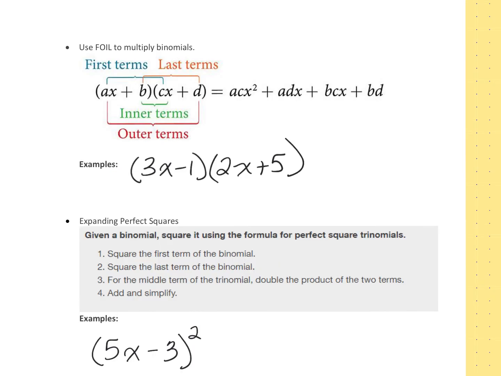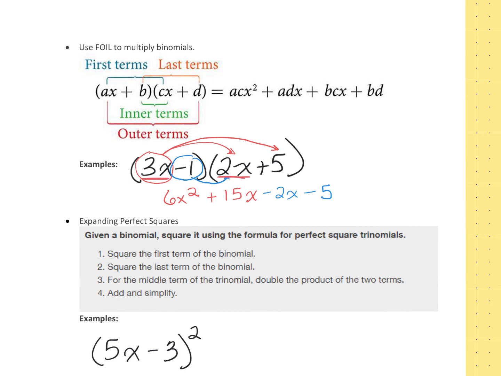When we multiply two binomials, we're really doing the same thing. Let's go ahead and do that exactly like we did on the previous page. We're going to first start by distributing our 3x through. 3x times 2x is 6x squared. And then 3x times 5 is 15x. And then we'll move on to the negative 1, and we'll get minus 2x and minus 5.